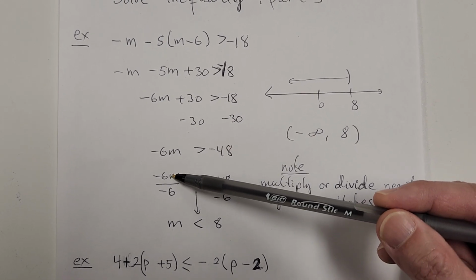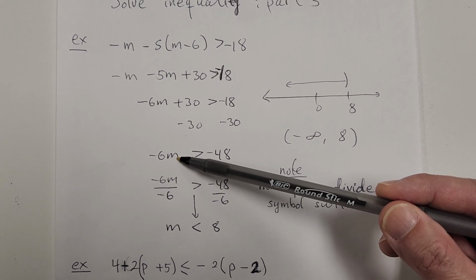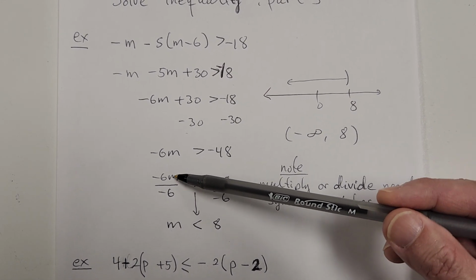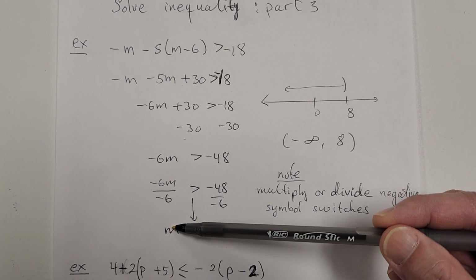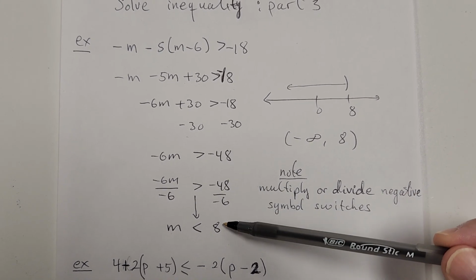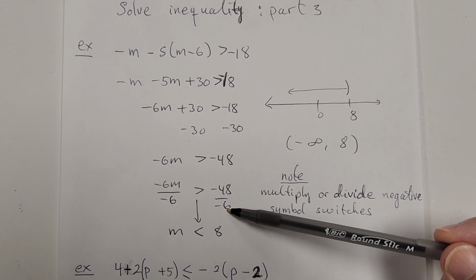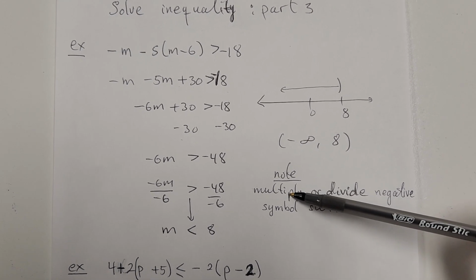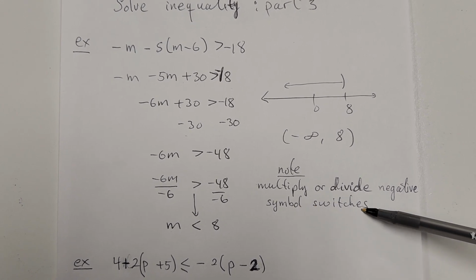Next, I am going to divide by negative 6 because I want the letter to be by itself. So divide negative 6 to both sides. Negative over negative is positive. The 6 goes away, and I just have left an m. Negative 48 divided by 6 gives me positive 8. However, I am dividing by a negative number. So according to the rules, when you multiply or divide by a negative, the symbol switches.